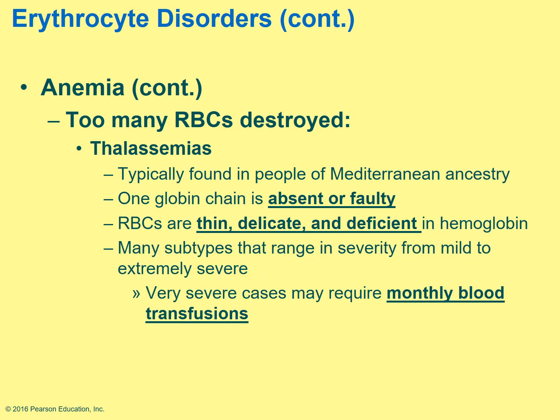Thalassemia is more common in people of Mediterranean ancestry. It's genetic. One of the globulin chains is either faulty or absent, so the red blood cells tend to be very thin. They're deficient in hemoglobin. Sometimes individuals have this, and the severity may be very mild, while in others it can be very severe. So some individuals in a severe case may need to have monthly blood transfusions.